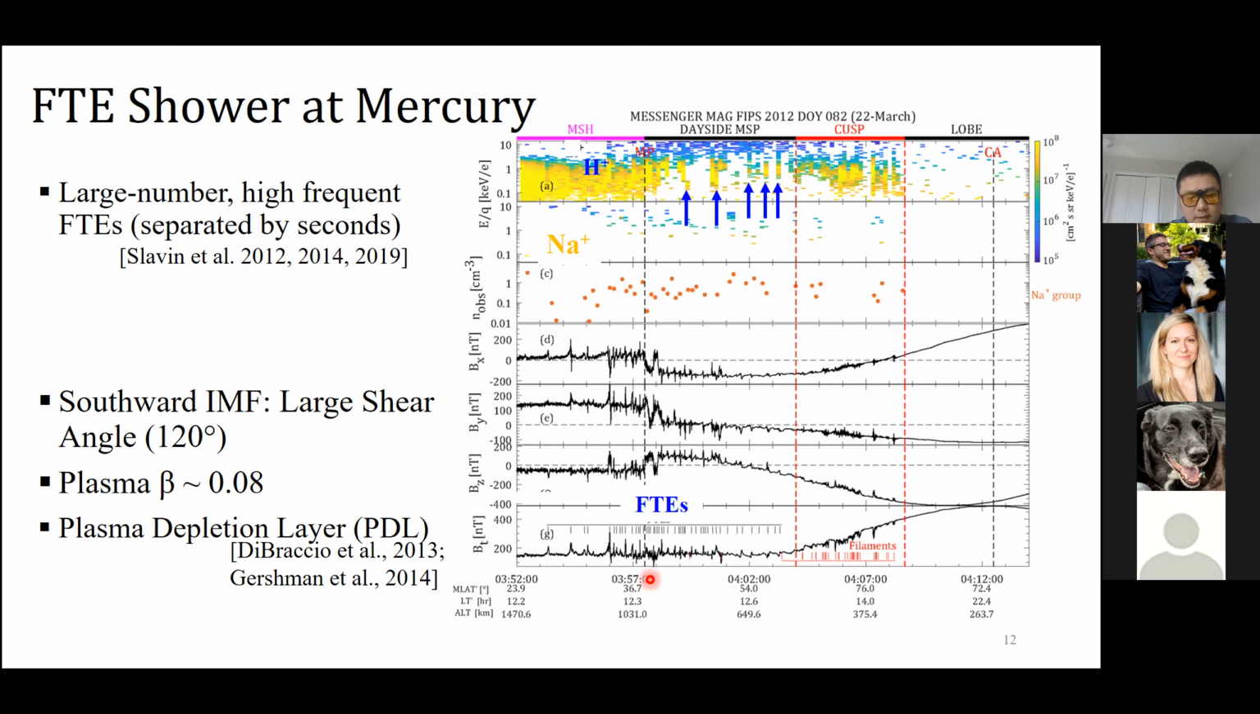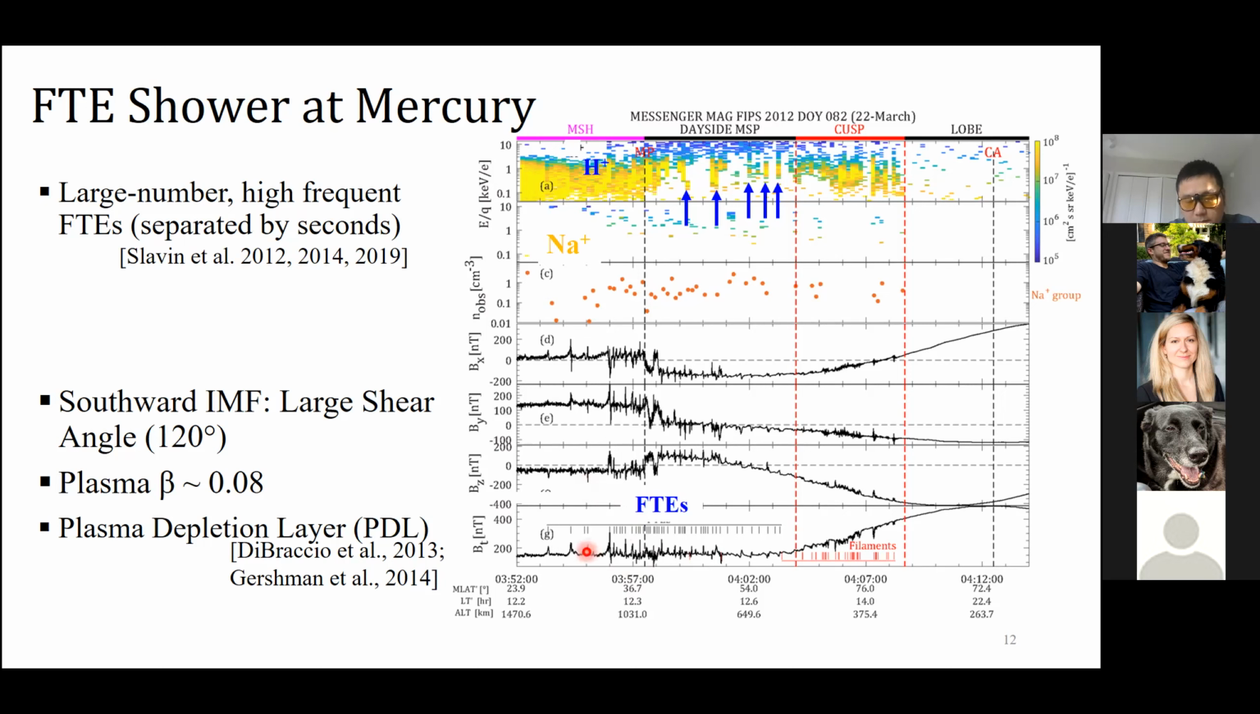In these flux transfer events, at the day-side magnetopause, as shown in this panel, this is the BZ component. And remember, Mercury's dipole is in the same polarity as the Earth's dipole. In the magnetosphere, the BZ is southward, so it is a large magnetic shear angle event, which has an angle of around 120 degrees.